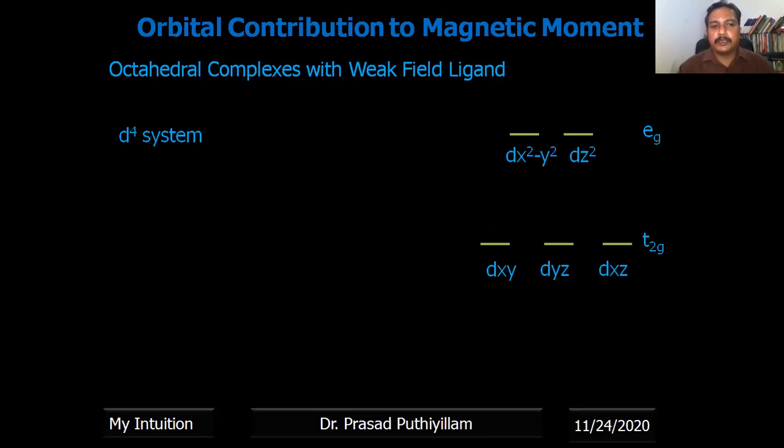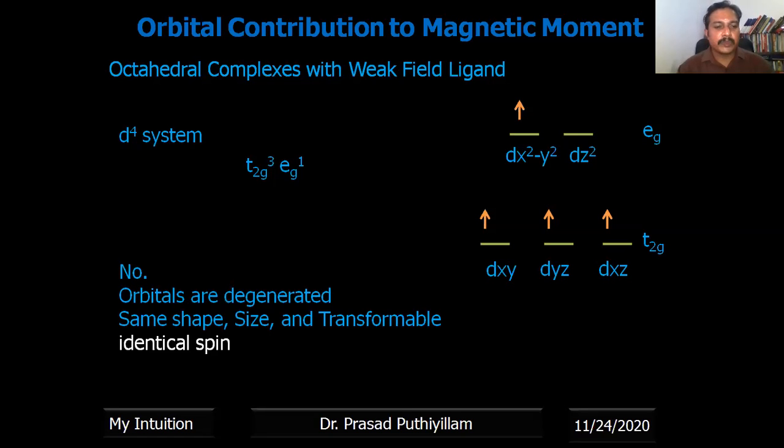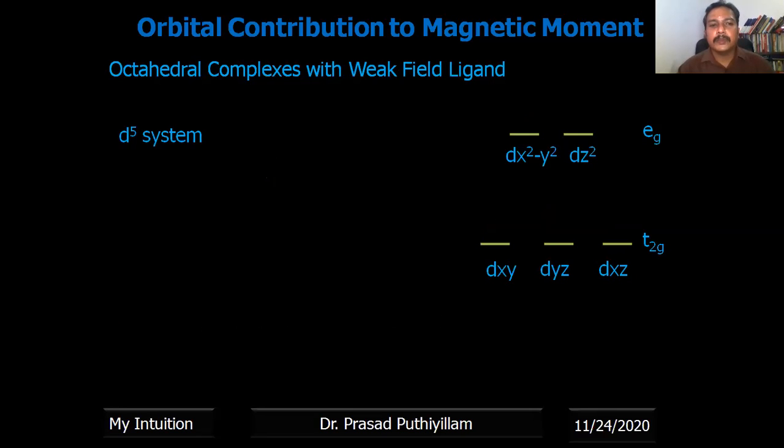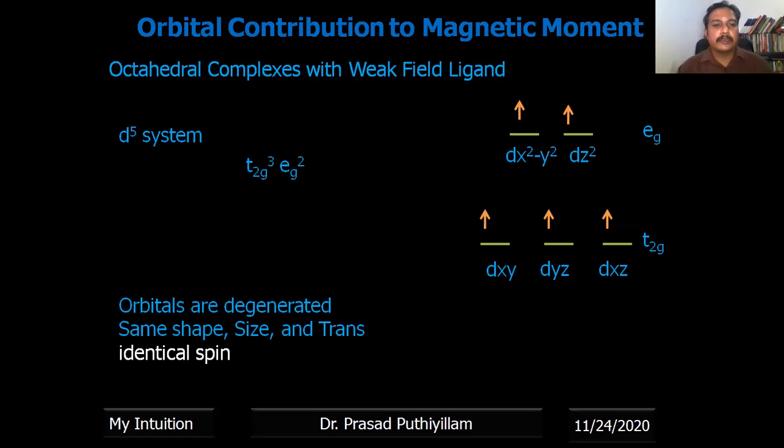The d4 system, now it is clear to you. In the presence of a weak field ligand, there is no force for pairing. The next electron goes to the higher energy level, so the fourth electron goes to dx2-y2. Therefore again an identical spin case: t2g3 eg1 is the electronic configuration. Identical spin is there, so it cannot contribute towards the magnetic moment. The d5 system is also the same case with a weak field ligand. It will not contribute towards the magnetic moment.